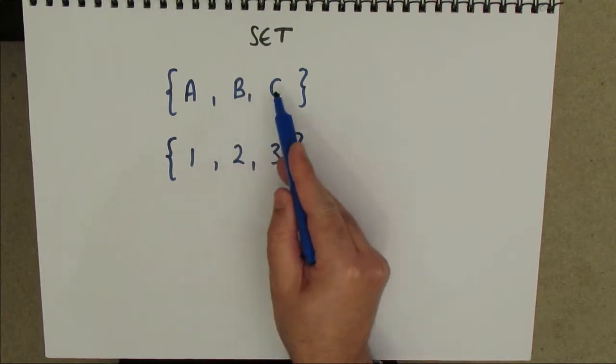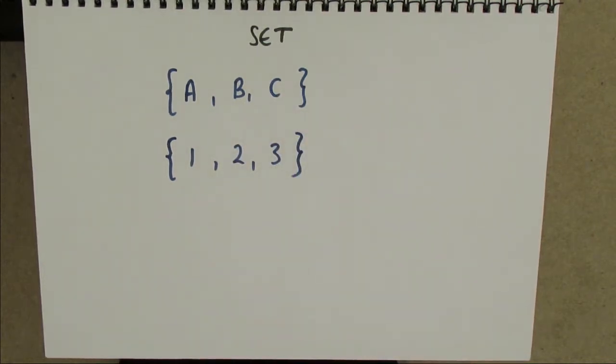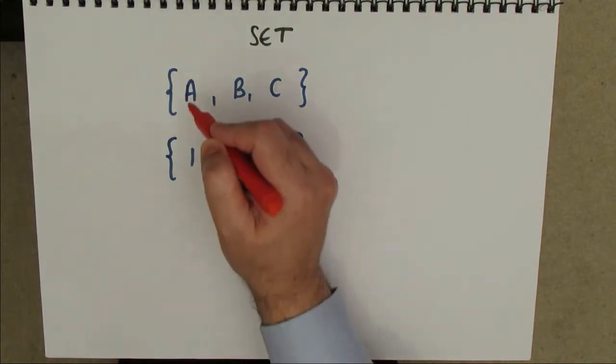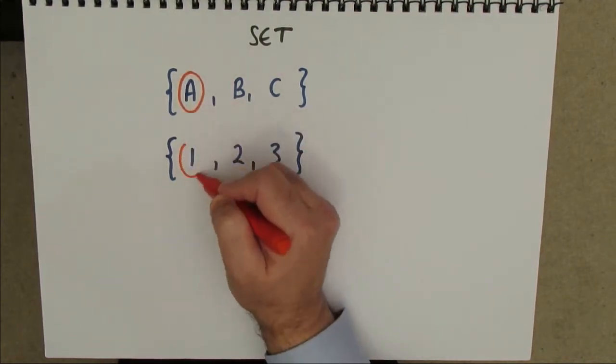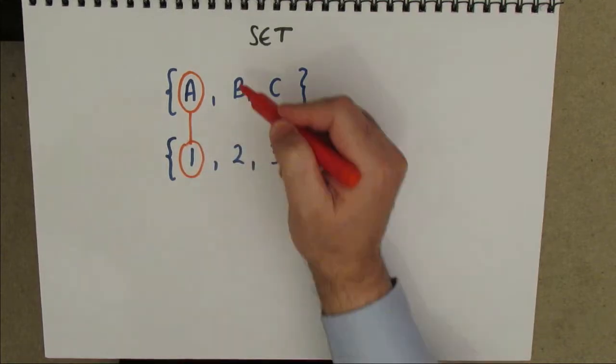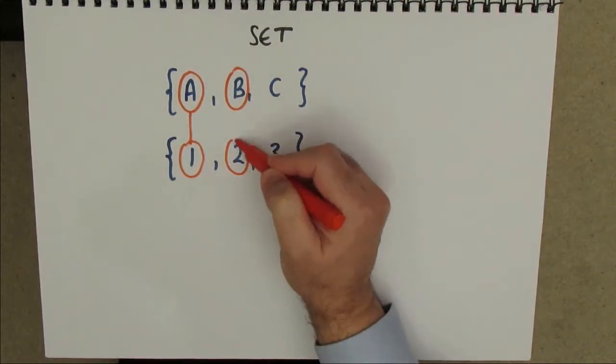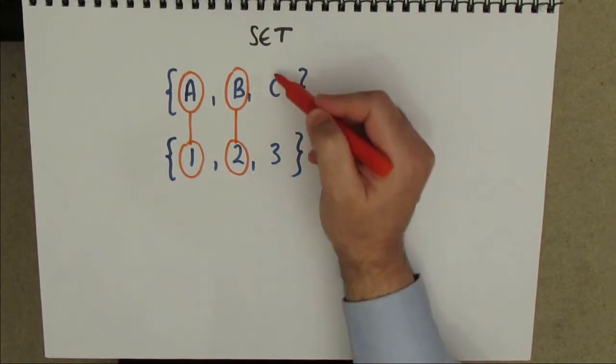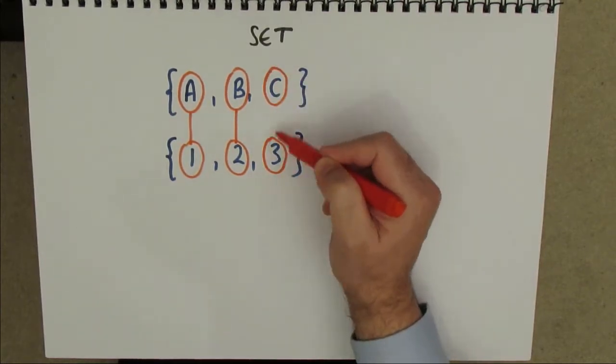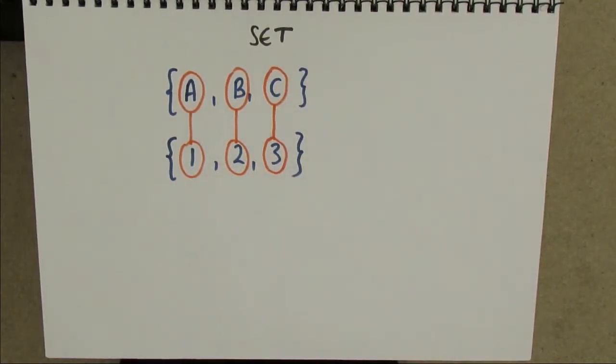1, 2, 3. If I want to compare the size of two different sets, it is sometimes convenient to pair up elements or groups of elements in each set. So, one pair, one pair, one pair. If I compare them with one-to-one correspondence, I can say that the sets have the same size.